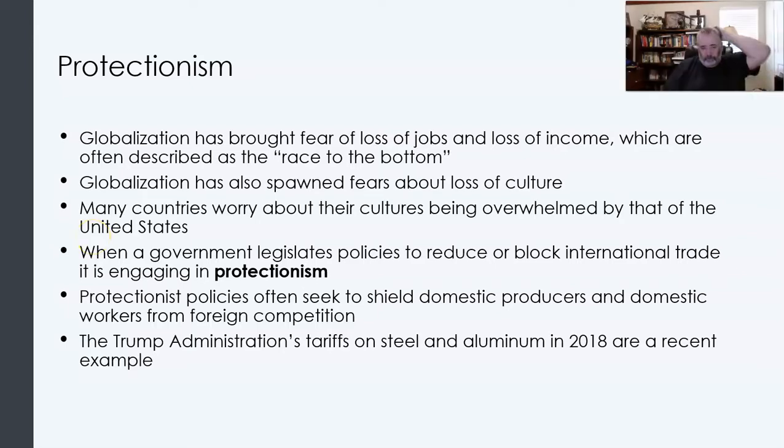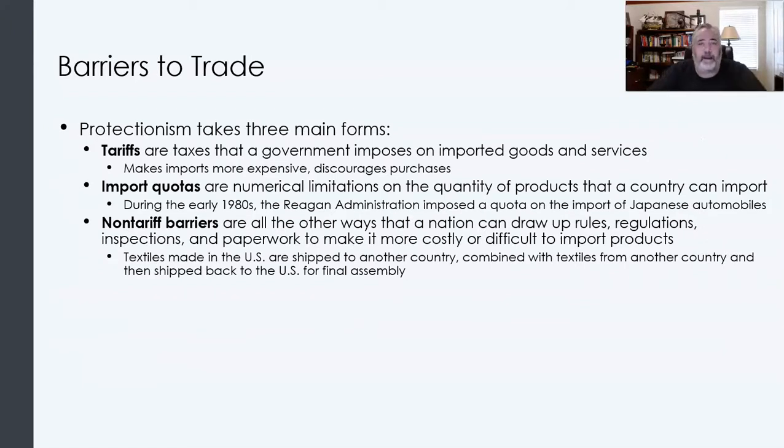When a government legislates policies to reduce or block international trade, that's protectionism. And the goal in those cases is to shield domestic producers and workers from foreign competition. Okay? So tariffs is the most common example of a policy of protectionism. Right? And a tariff is a tax on imported goods. But you can also do something called import quotas. Import quotas are numerical limitations on the quantity that a country can import. You're going to say you can only import so much. And then there are non-tariff barriers, other ways: rules and regulations, inspections, paperwork, that make it too costly to import.